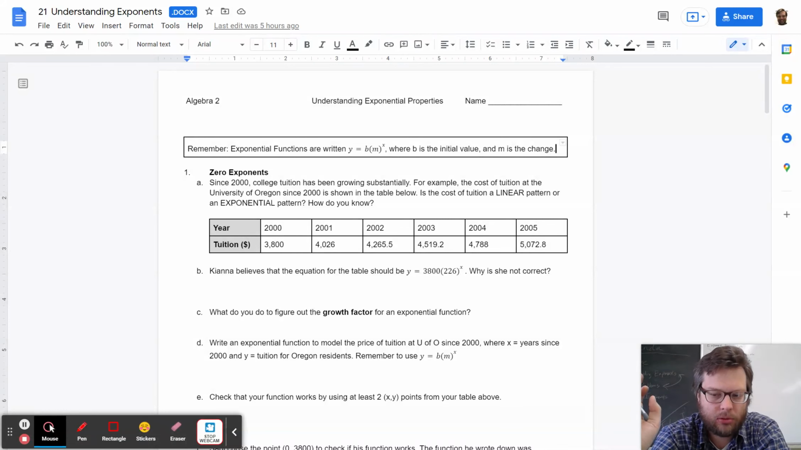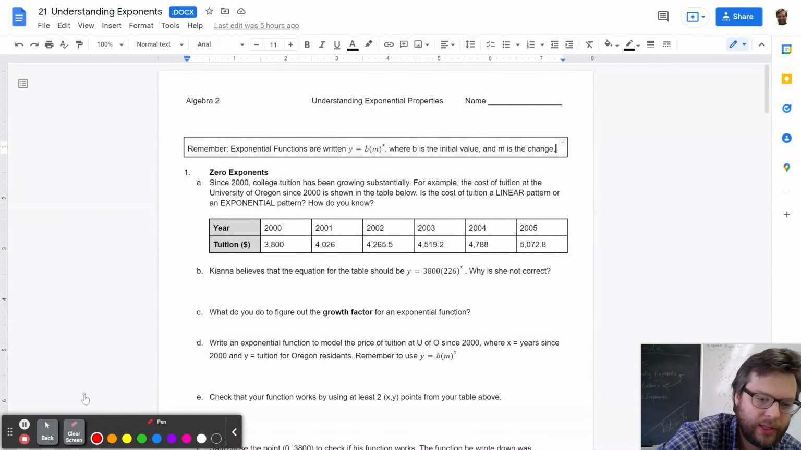And so right here, I'll take you through it. I'm going to skip a couple questions as we go, but I'll show you how to do most of this worksheet. So here we have tuition at the U of O since 2000. And the first question is: is this a linear pattern or an exponential pattern?